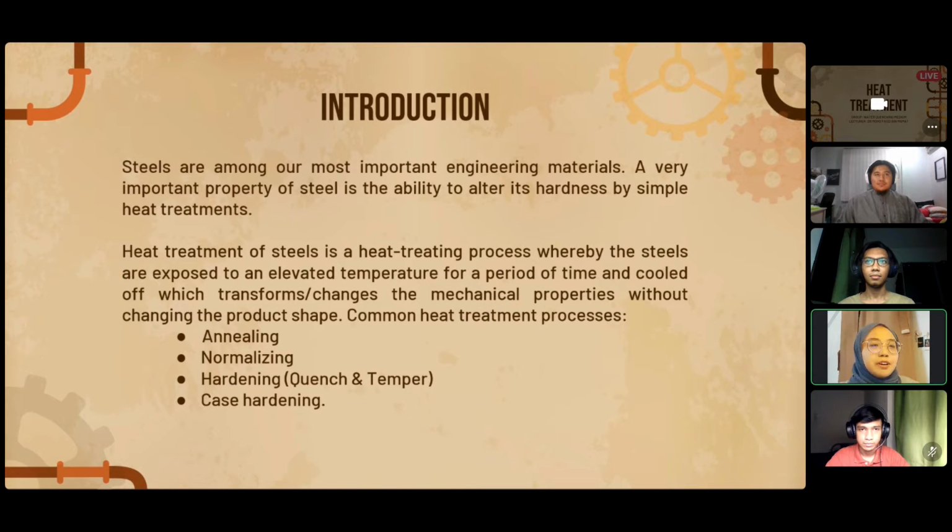Steels are among our most important engineering materials. A very important property of steel is the ability to alter its hardness by simple heat treatments. Heat treatment of steels is a process whereby the steels are exposed to an elevated temperature for a period of time and then cooled, which transforms and/or changes the mechanical properties without changing the product shape. Common heat treatment processes are annealing, normalizing, and hardening, which is quench and temper.